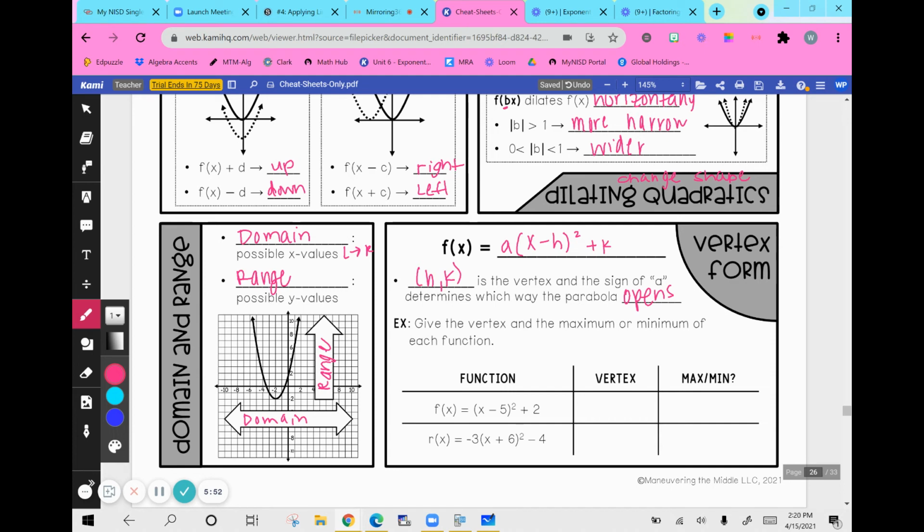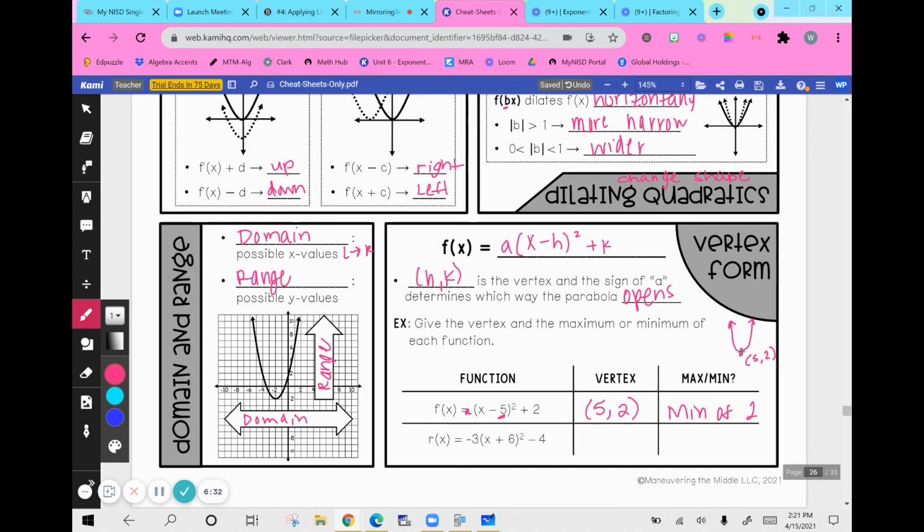Okay, so here our H value is 5. And remember, inside the parentheses is the opposite. So since it's a -5 inside the parentheses, when we pull it out, it's a +5. And then our K value is 2. So our vertex is 5, 2. My A value out here would be 1. It's positive because there's nothing out there. So that's going to have a minimum because the graph is going to open up and your vertex would be 5, 2. So it's going to have a minimum of 2 because that's your Y value of the vertex.